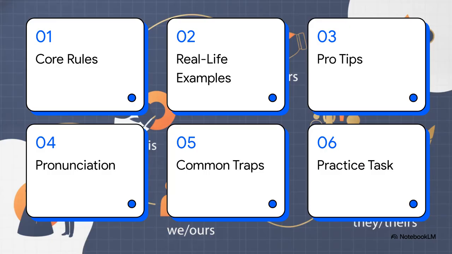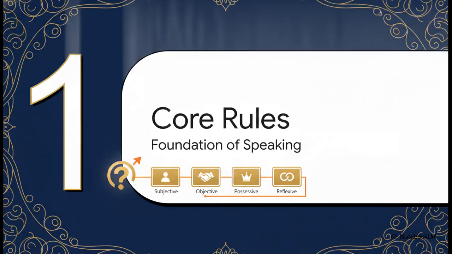Here's our roadmap for today. First, we'll cover the core rules, then move on to real-life examples, followed by some pro tips. After that, we'll look at pronunciation, tackle common traps, and finish up with a quick practice task. Section 1. Core Rules, the foundation of fluent speaking.